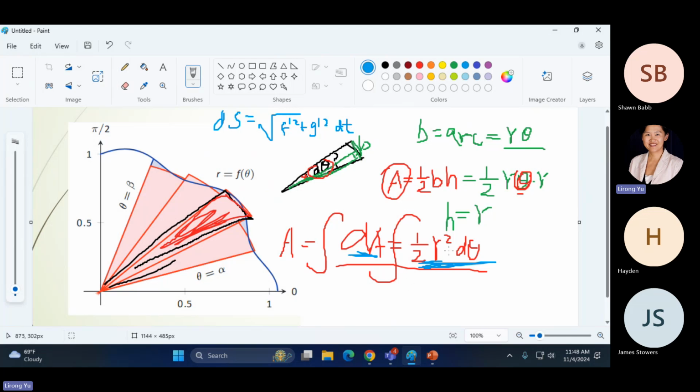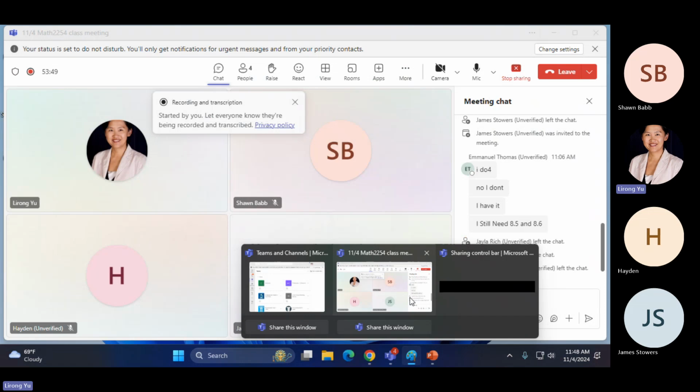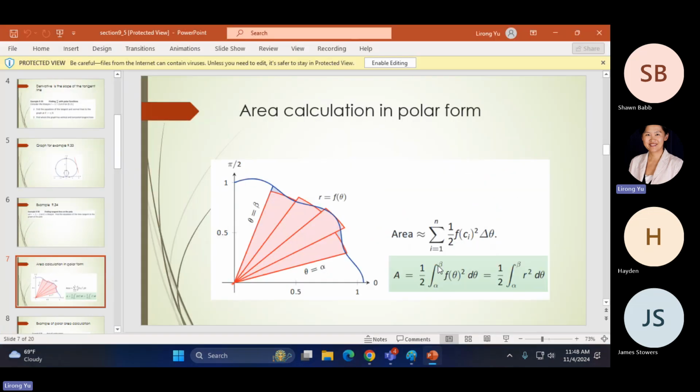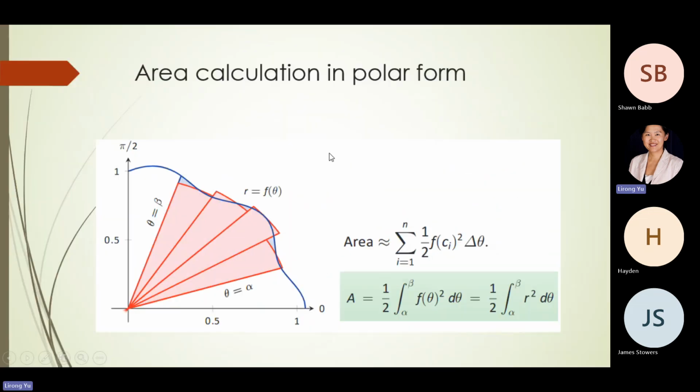So I just want to review this formula, so we can see why the formula for the area of an arc in polar form gives this result. Sure, we've got time.